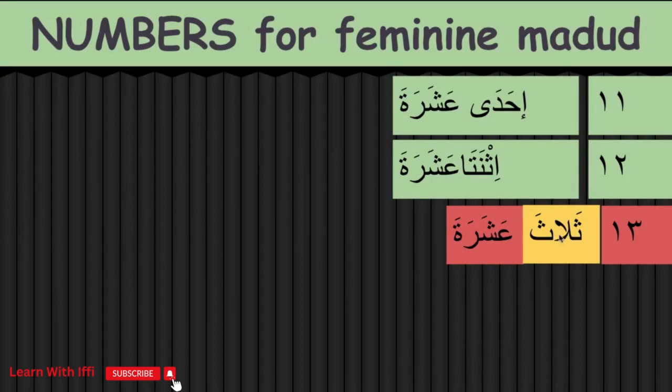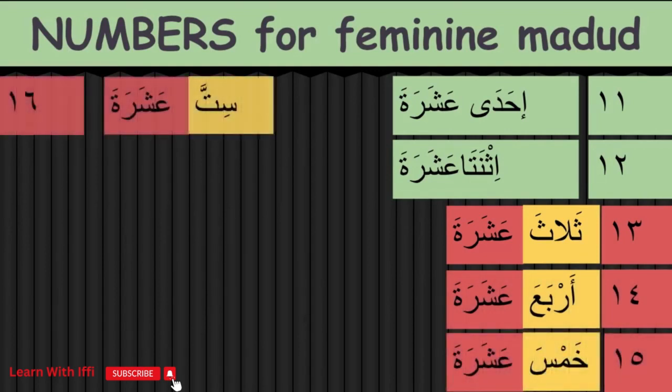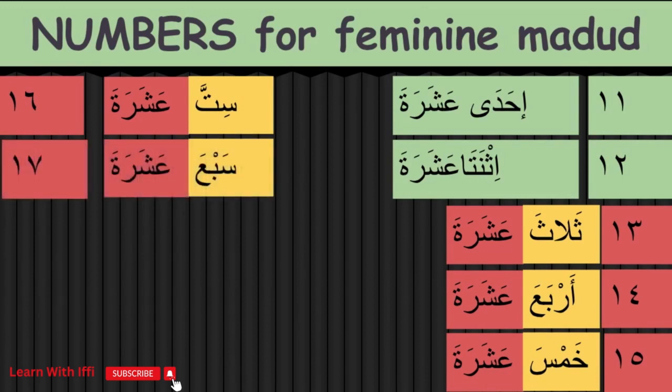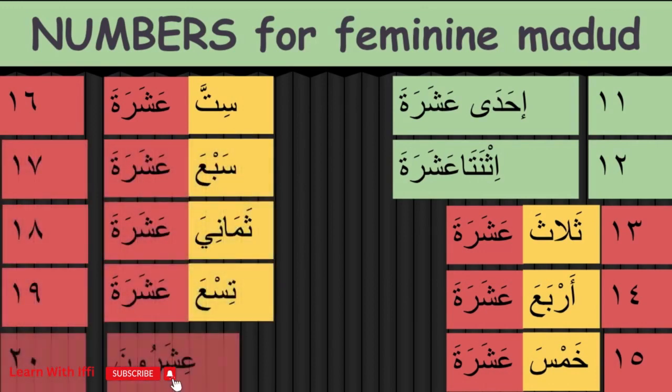Thalathata asharata, thalatha asharata, arba'ata asharata, khamsa asharata, sitta asharata, sab'a asharata, thamaniya ashara, tis'a ashara, ishrun. So if you say ishrun, it remains ishrun for masculine and feminine. So the rest everything changes from 13 to 19.